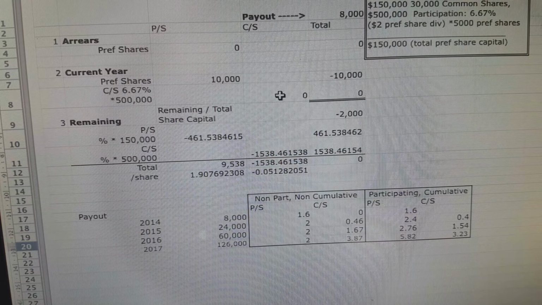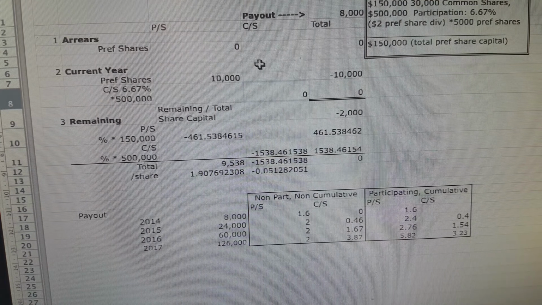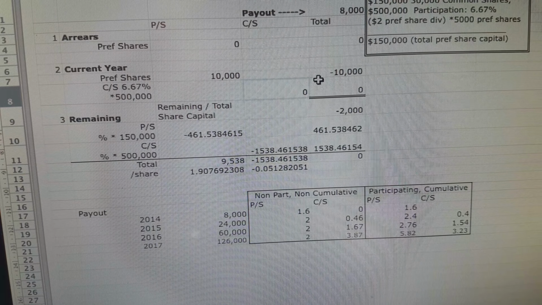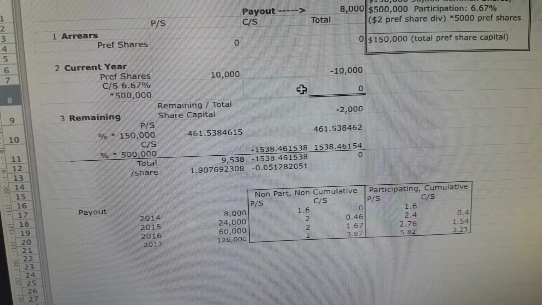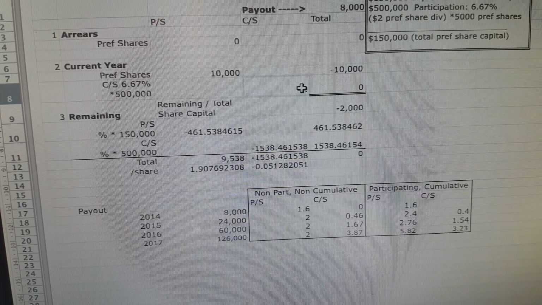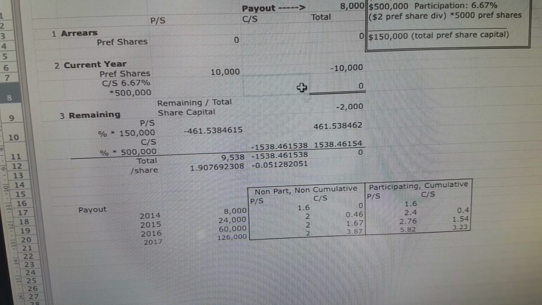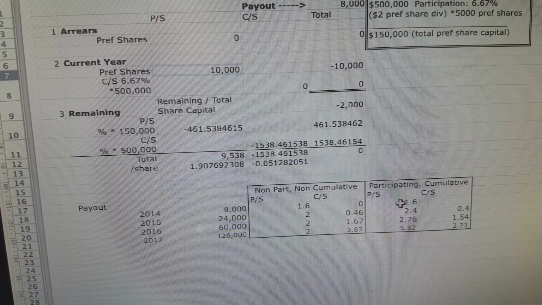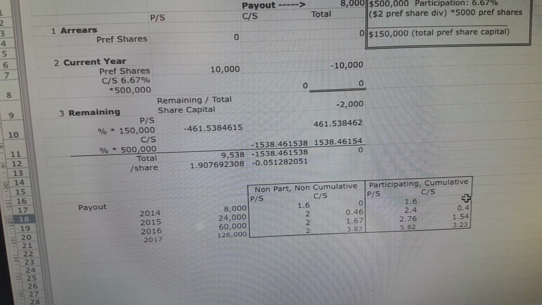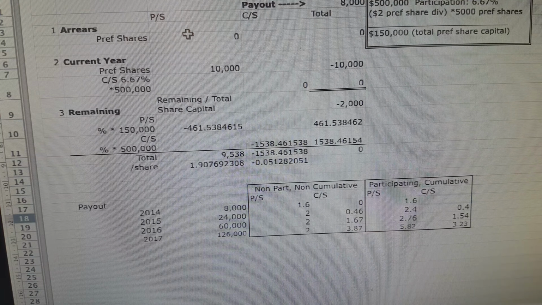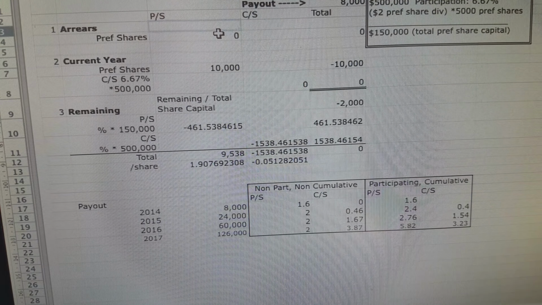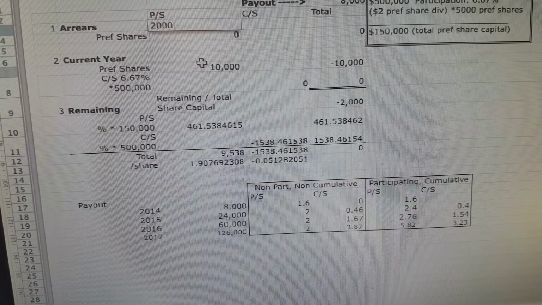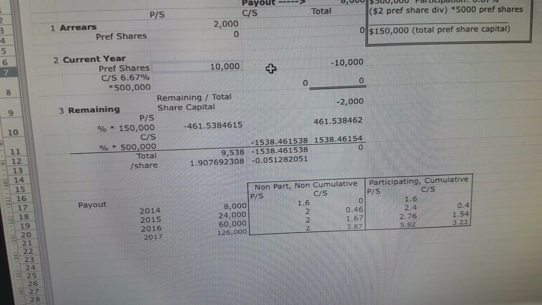Okay, here is part B. For question 1, the payout, we've got to take into consideration participation and cumulative. As I said before, $8,000 is not enough to even pay out the preferred shares dividend. So we pay out what we can, which is 1.6, and we pay nothing to the common shares, and then we accrue arrears of $2,000. I'm putting that up here because it's my spreadsheet and I'll do what I want.